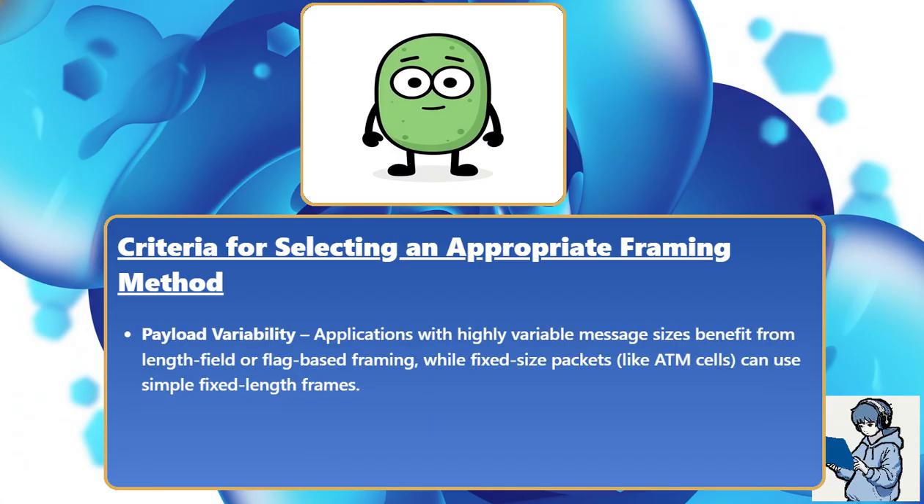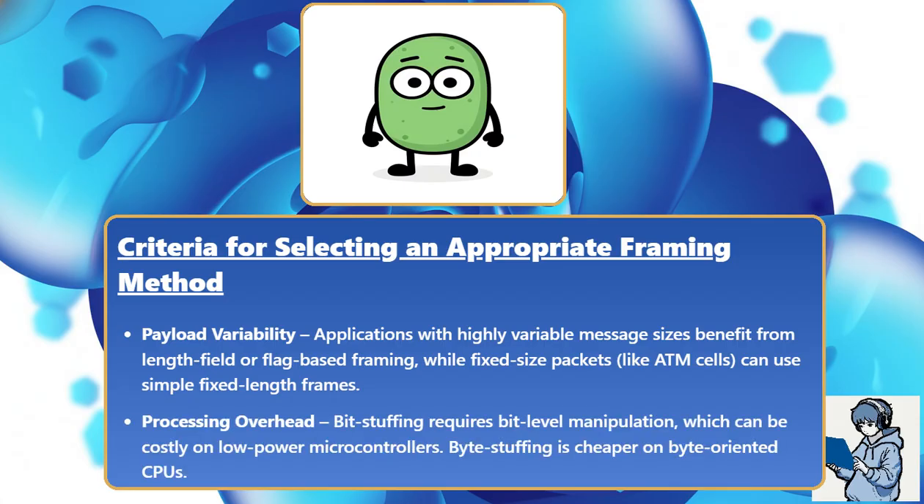Payload variability: applications with highly variable message sizes benefit from length field or flag-based framing, while fixed-size packets, for example ATM cells, can use simple fixed-length frames. Processing overhead: bit stuffing requires bit-level manipulation, which can be costly on low-power microcontrollers. Byte stuffing is cheaper on byte-oriented CPUs.